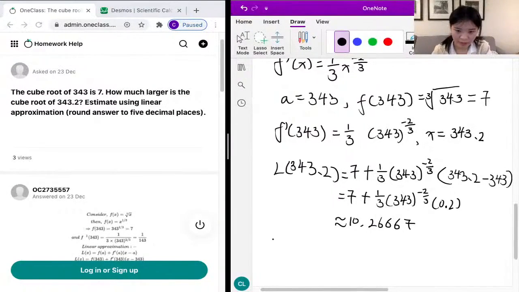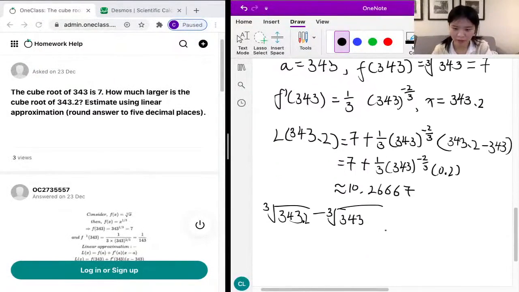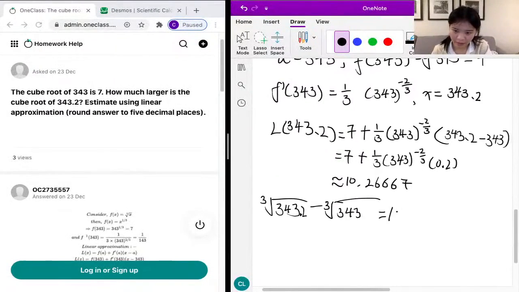So we need to find the cube root of 343. So we need to find the difference, the cube root of 343.2 minus the cube root of 343, or I guess we need to go the other way around, because the cube root of 343.2 would be larger than the cube root of 343, because 343.2 is larger than 343. So yeah, that will be our value here.